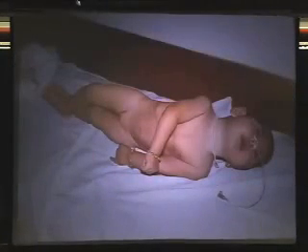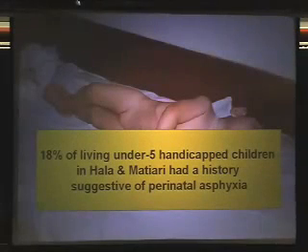If you then look at what proportion of these deaths may be left with some degree of handicap, we have a problem because there have been no prospective studies. But we did a cross-sectional survey of 3 districts where we wanted to look at the contribution of asphyxia to morbidity and handicap in the population that was still alive. So in the district that I'm going to share some data with you from, when we evaluated this, 18% of all living under 5 children had a history suggestive of perinatal asphyxia.